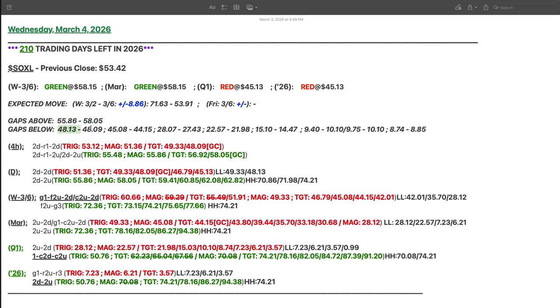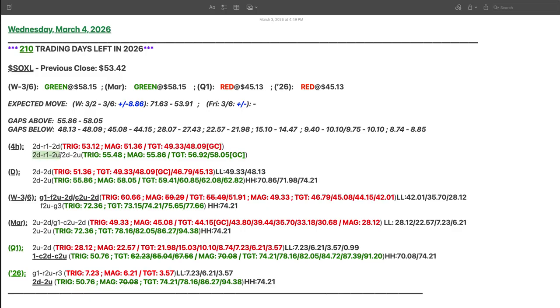So that's no longer on there, but we do have these remaining gaps to the downside. We talked about on the 4-hour time frame, if we go to the downside, that triggers this 2-1-2 down at 53.12. 51.36 is the magnitude. If we do reach that and continue to go through, the next point of inflection is at the 49.33 level we've talked about quite a bit, and then we have a gap close at 48.09.